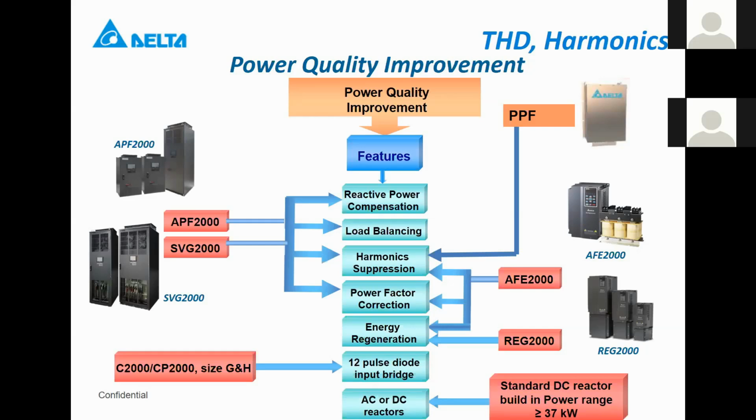The APF compensates the harmonics till the 5th harmonic and the SVG only till the 13th. In that case, if you want to use it for the harmonic distortion compensating, the APF is a better choice. If you want to use it for a reactive power compensation, then the SVG 2000 is the best choice in that case.